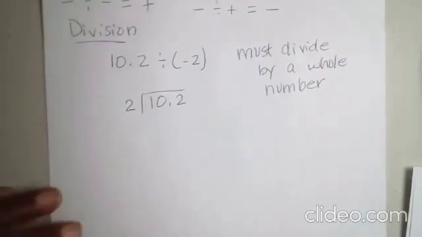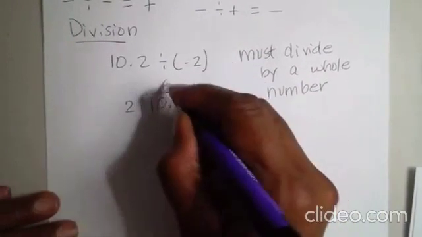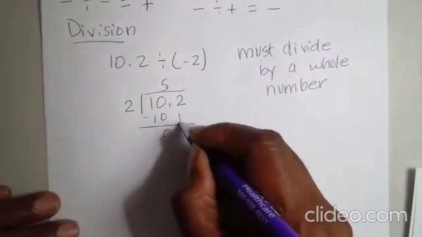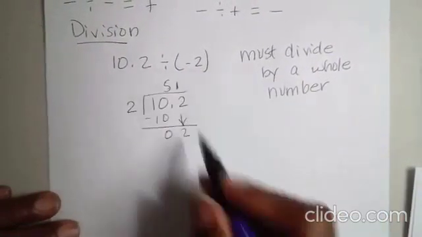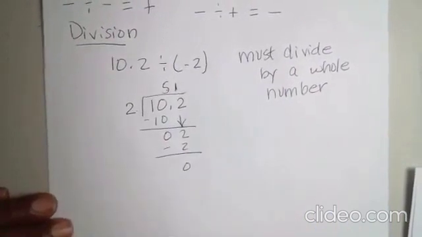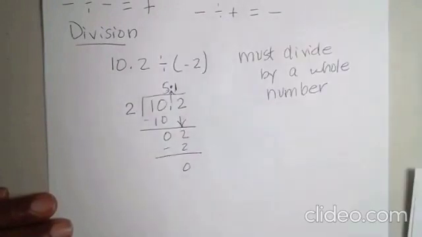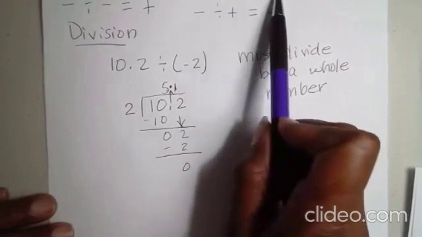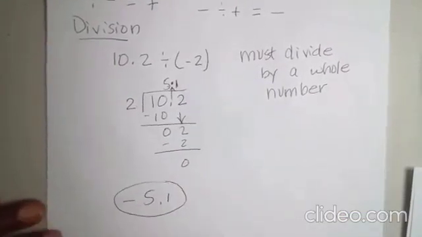So in our case, 2 goes into 10, 5 times. 2 times 5, 10. I hope you all remember how to long divide. Bring our 2 down. 2 goes into 2, 1 time, 2 times 1, 2. We subtract and we've got 0. So where does our decimal go? Well, our decimal goes right up from here into the answer. So because we have a positive and a negative, and according to our rules the answer should be negative, we have negative 5.1 as our answer.